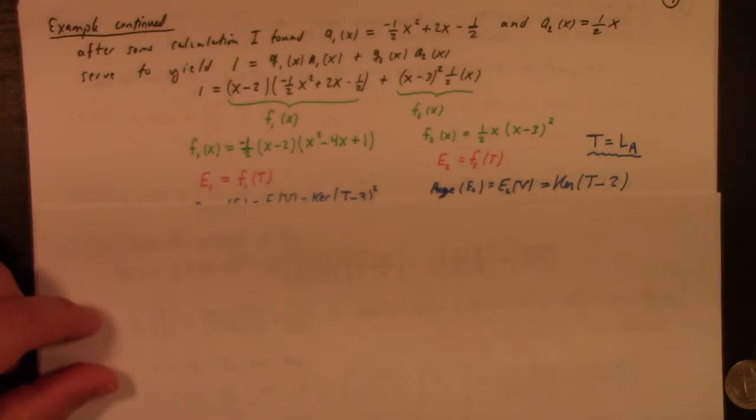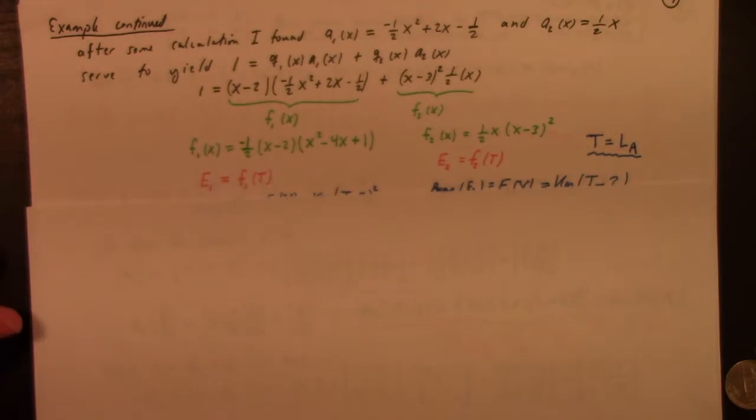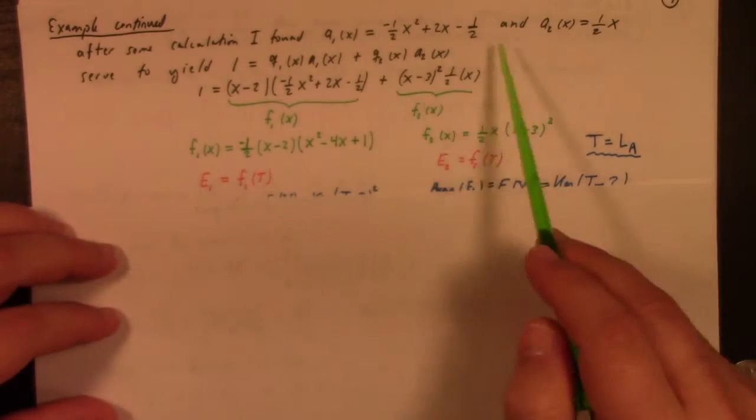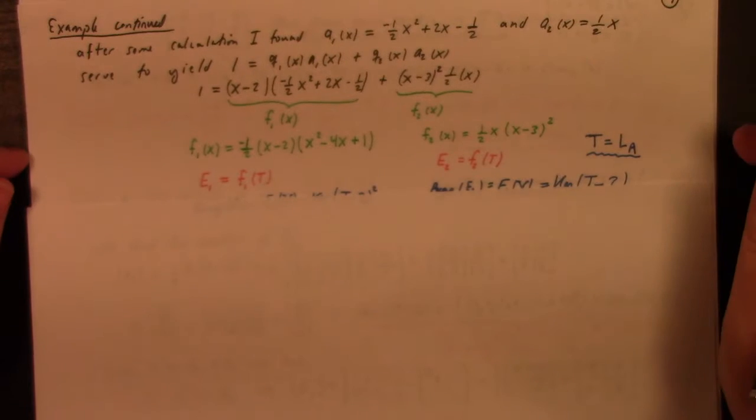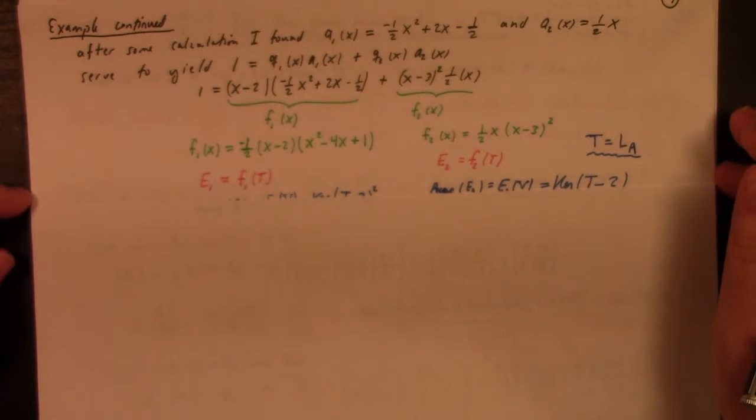Now, once you find that, then we can proceed. But it's not obvious, guys, how to find the a1 of x and a2 of x. That is, in some sense, a serious deficiency of what we're doing right now.